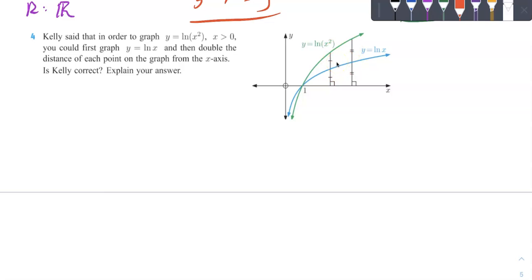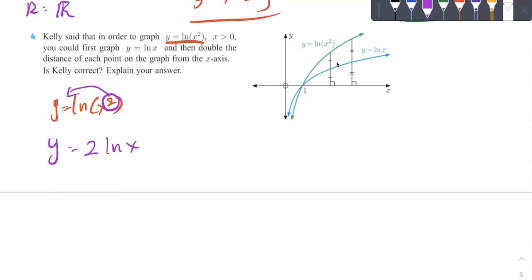Well, don't forget our rules of logs. Y equals natural log of x squared. What's one of my favorite rules of logs? You take the power, you can move it to the front. So y equals 2 natural log of x. So it's literally just 2 times the graph of natural log. That's why Kelly's correct. There we go. That's the lesson.